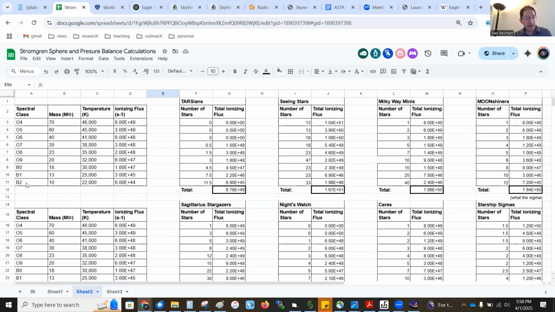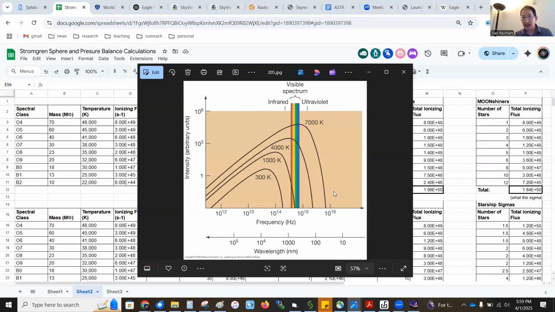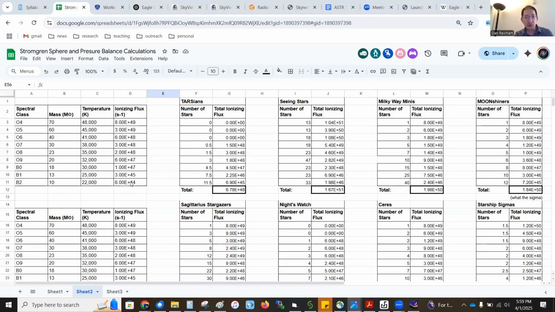And you work your way down, and here we have B2 stars. They're only 10 times the mass of our sun, only 22,000 degrees Kelvin, and many orders of magnitude fewer ionizing photons, because you just don't have as much out here. The cooler you go, because of the exponential cutoff, you lose the UV photons pretty abruptly. So the B2 stars are barely contributing. It's like 5 orders of magnitude less than the O4 stars.